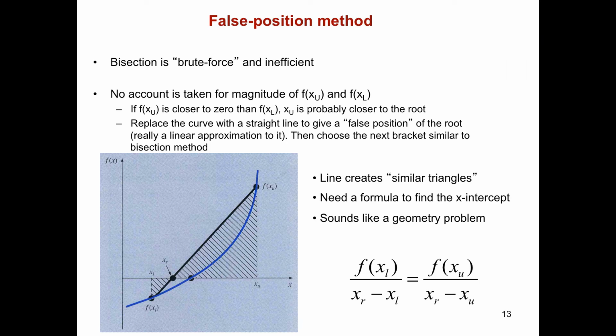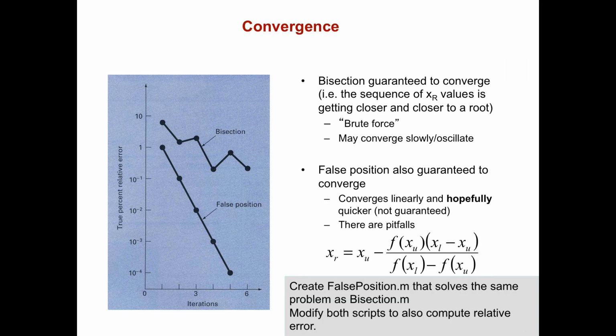So this length compared to this length, the ratio is the same as this length divided by this length. You just have to figure out who's positive and who's negative. Modify your code, really give or take one line modification. You already have computed f of xu and f of xl. You have xl, you have xu. You just have to say what xr is.